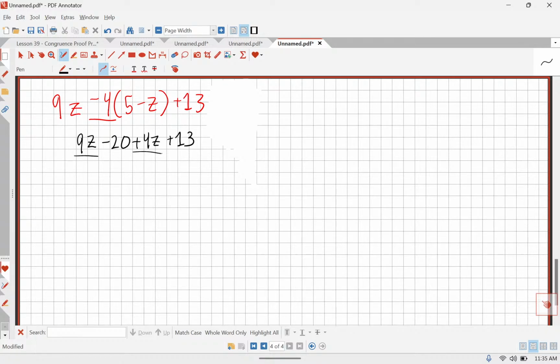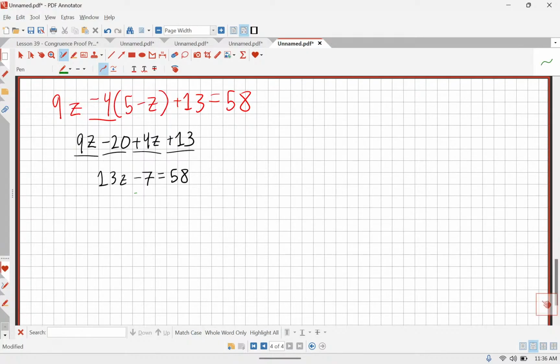I have 9z. Oh, that should be a minus 4z, shouldn't it? No, I got that. That's plus. It's plus. I did it right. That gets me 13z. Negative 20 plus 13 is negative 7, I think. And now, that whole time, this was equal to 58.